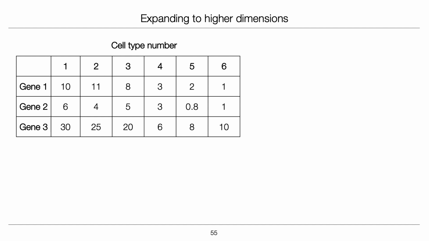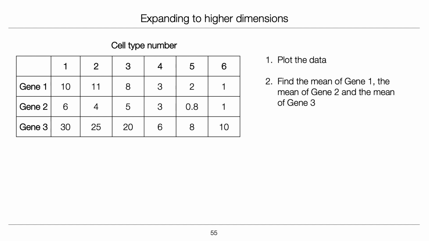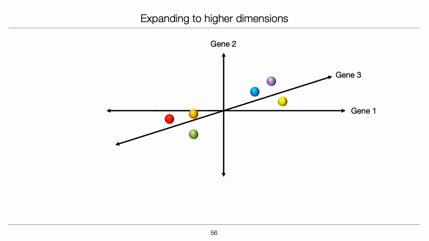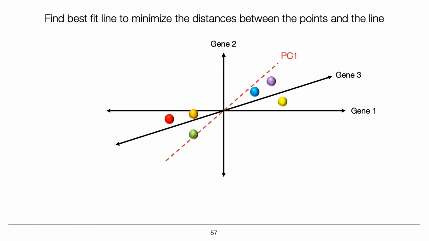Now we can expand our scheme to higher dimensions, for example, now for 3 genes. Again, we plot the data. We find the means for gene 1, gene 2, and gene 3, and these 3 means will specify the center of the new coordinate system. We perform the 3 steps as in our previous two-dimensional example to find the best line that minimizes the distance from the points to the line, which will give us PC1.